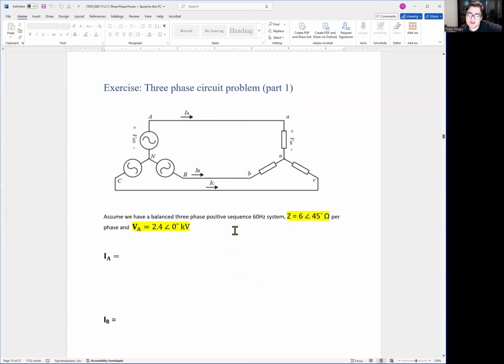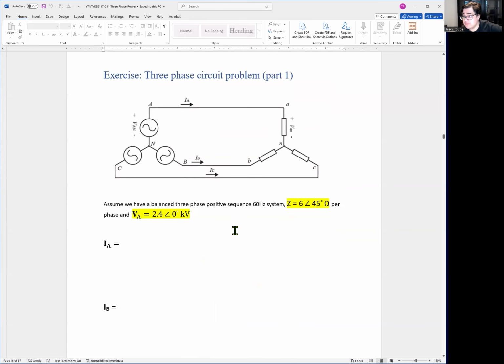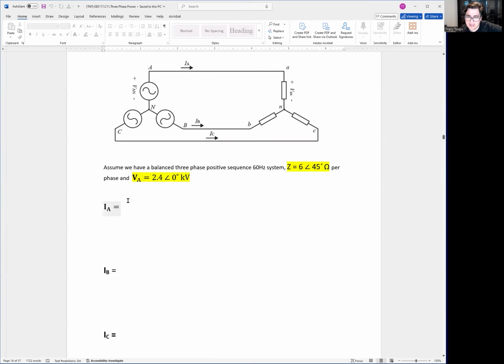So this is where we take a break, and I want you to do a three-phase circuit problem. We have the same system, except your VA is 2.4 kV, angle 0 degrees. You assume RMS values. Your Z impedance is 6 angle positive 45 degrees for all three phases, ZA, ZB, and ZC. You have balanced three-phase positive sequence at 60 hertz.